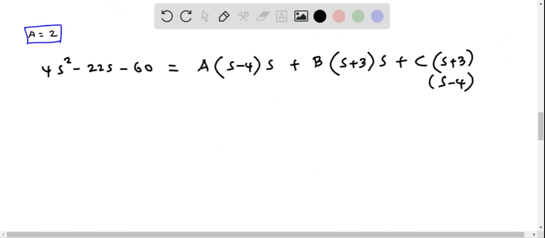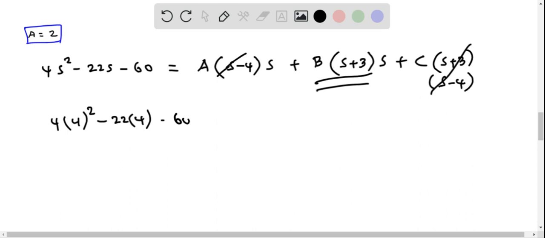For that, I'm going to plug in s equal to 4 on both sides. So when I plug in s equal to 4, this term will get cancelled, as well as this term will get cancelled, because we have the term s minus 4. So 4 minus 4 equals 0. And we will be left only with this expression for B. So on the left side, I plug in 4. So this becomes 4 times 4 squared minus 22 times 4 minus 60, and this equals B times 4 plus 3, where s is 4.